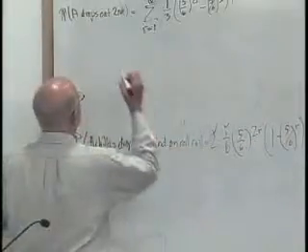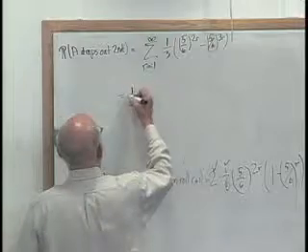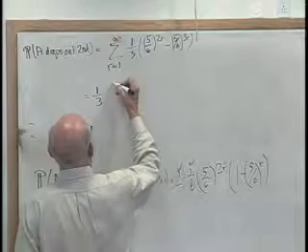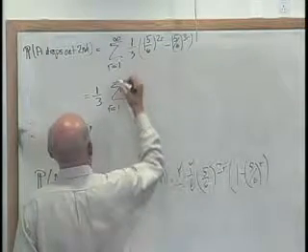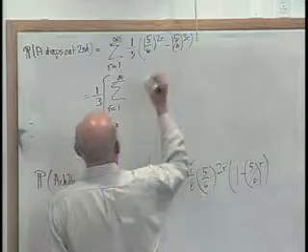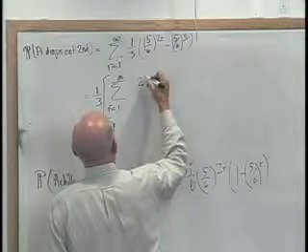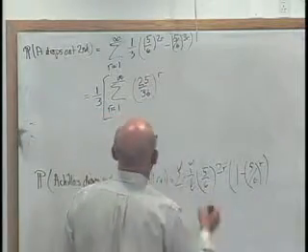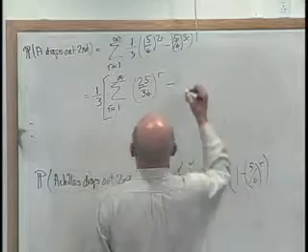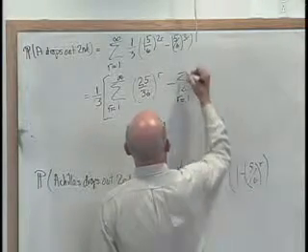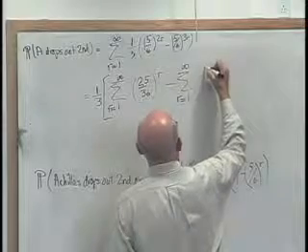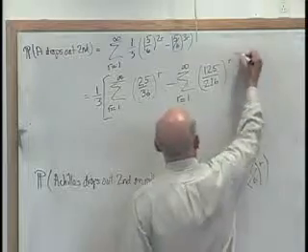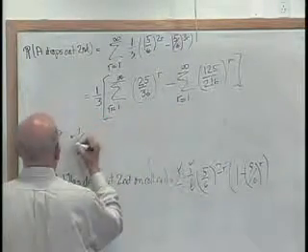Okay, I think we can sum this. So we've got 1/3 of the sum from r equals 1 to infinity of 5/6 to the 2r, which is 25/36 raised to the r power, minus the sum from r equals 1 to infinity of 5/6 cubed, which is 125/216 raised to the r power. Okay, we're almost there.